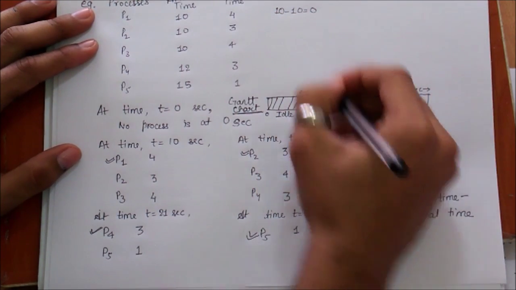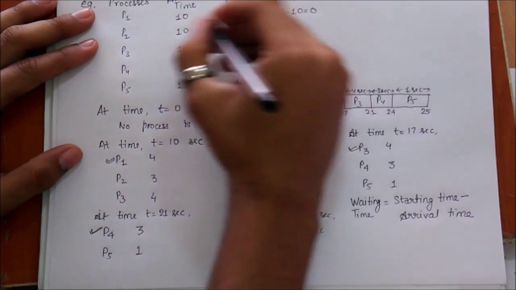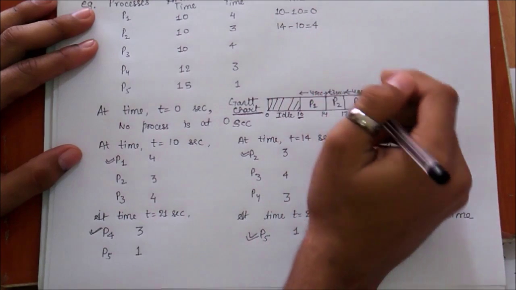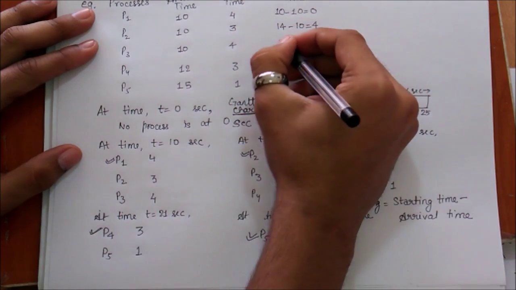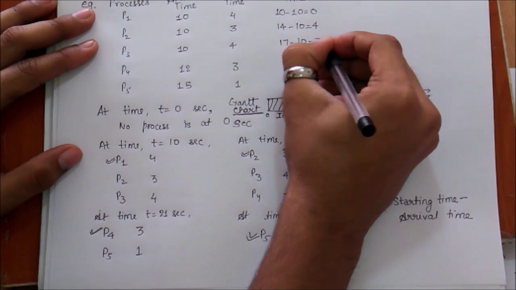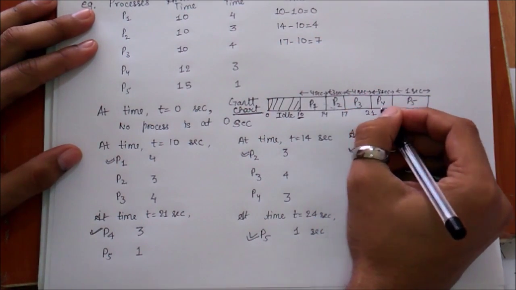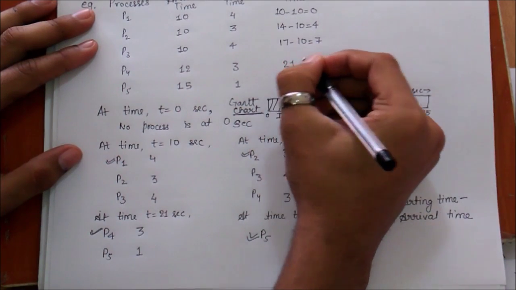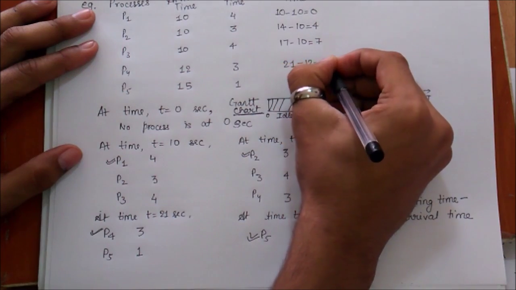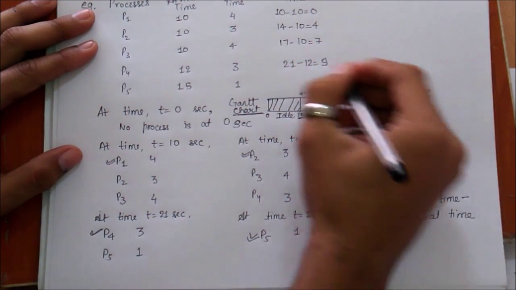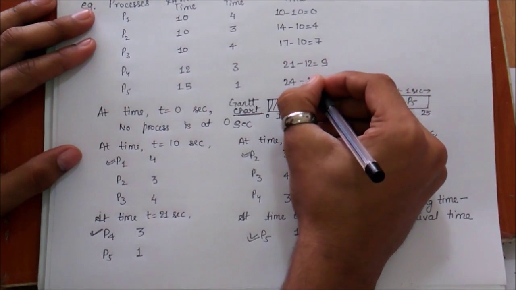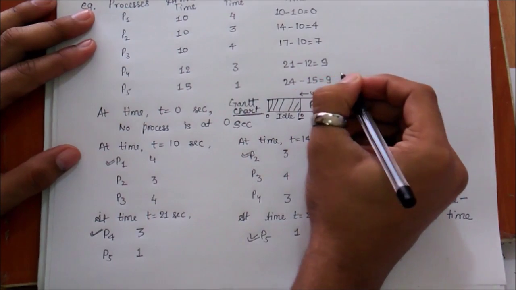Now P2 starts at 14 seconds and arrived at 10 seconds. So we have the waiting time of 4 seconds. P3 starts at 17 seconds and arrives at 10 seconds. So we have the waiting time of 7 seconds. P4 starts at 21 seconds and has the arrival time of 12 seconds. So it comes out to be 9. And P5 starts at 24 seconds and has the arrival time of 15 seconds. So it comes out to be 9.